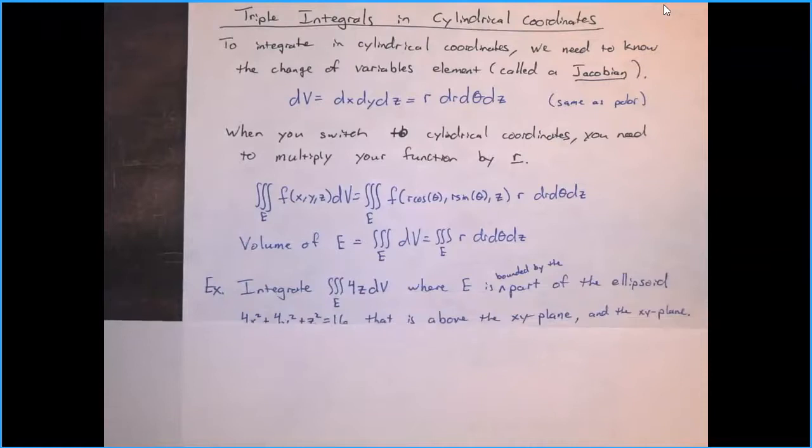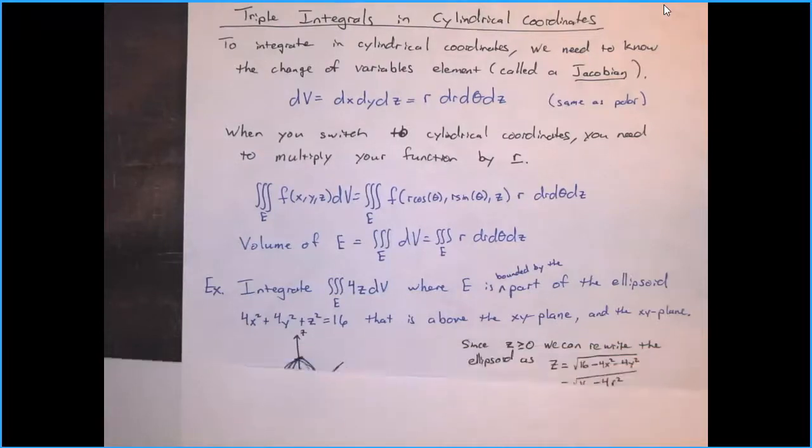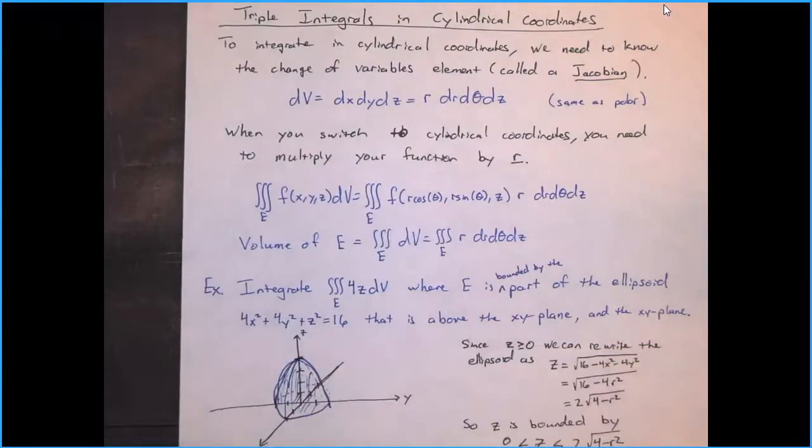Let's do an example. Integrate the function 4z over a solid E, where E is bounded by the ellipsoid 4x squared plus 4y squared plus z squared equals 16, that's above the xy plane, and it's bounded by the xy plane. So what does this solid look like? I've drawn it here. We can take a look at it.